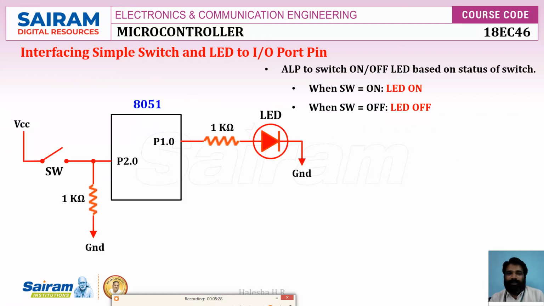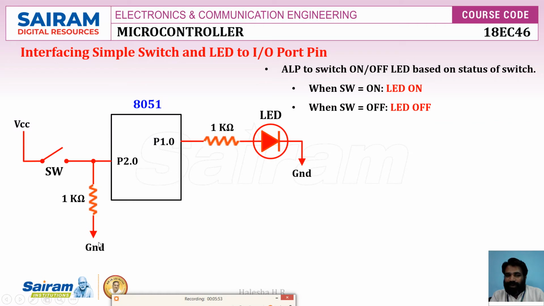And see, so we can connect another way. Here, one end of the switch is connected to the port pin, and the other end is connected to VCC. That means whenever it is closed, it creates 1. Whenever it is open, again it is in a high impedance state. So to overcome that, we connect a resistor.